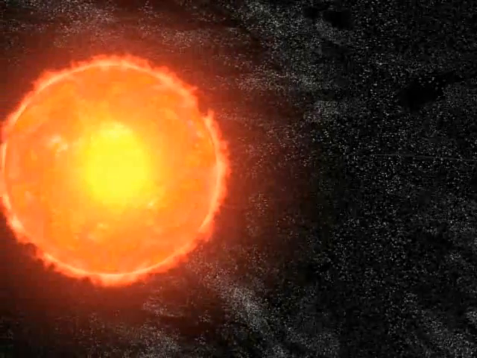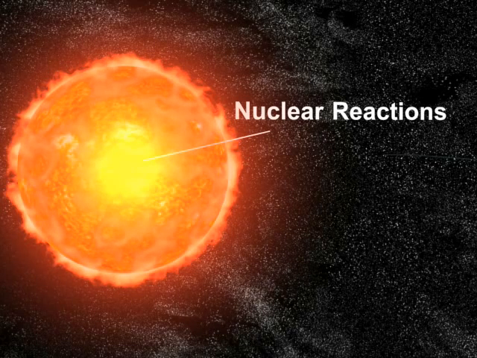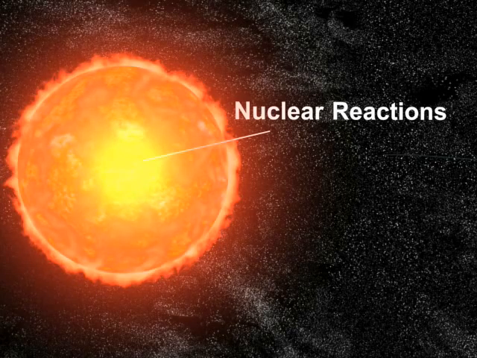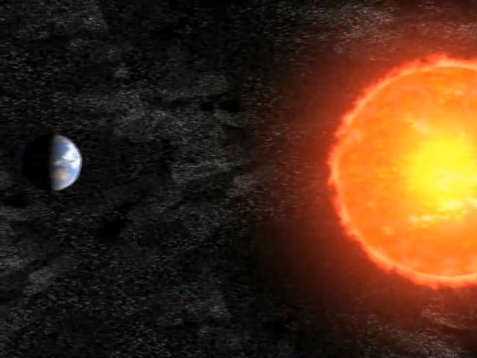All light in the universe is produced by stars. In stars, the nuclei of hydrogen atoms are fused together to form helium atoms, a process called nuclear fusion. Nuclear fusion gives off a great deal of energy, visible as light.